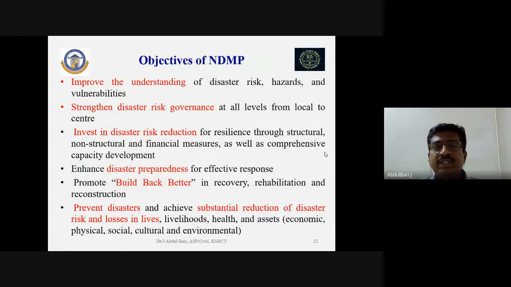The objectives of the National Disaster Management Act are to improve the understanding of disaster risk, hazards, and vulnerability, and to strengthen disaster risk governance at all levels from the local to the center, and to invest in disaster risk reduction for resilience through structural, non-structural, and financial measures, and to enhance disaster preparedness for effective response, and to promote build back better in recovery, rehabilitation, and reconstruction activities, and to prevent disasters and achieve substantial reductions of disaster risk and losses in lives, livelihoods, health, and assets. These are all the objectives of the National Disaster Management Plan.